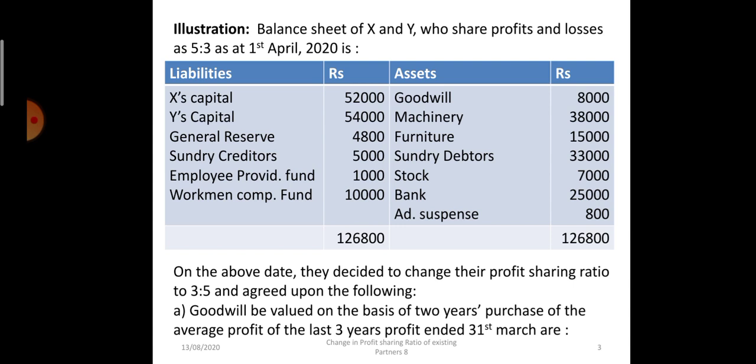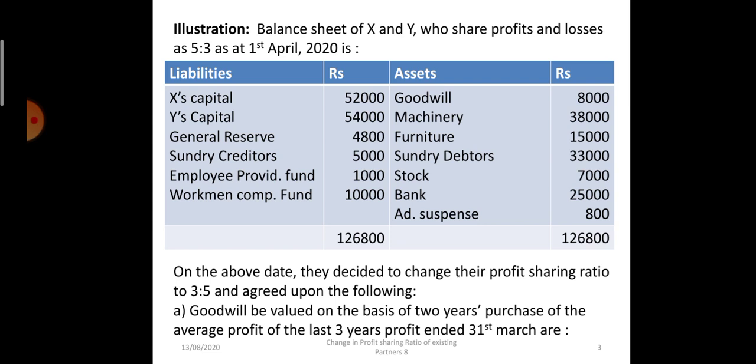But in this question it is silent, so we will distribute the advertisement suspense, the workman compensation fund excess amount, and the general reserve also. When the question is silent, the accumulated profits, reserves and losses are distributed among the old partners in the old ratio. Now see the additional information. The partners who were sharing profits in the ratio of 5:3 have agreed to share profits in the ratio of 3:5. Earlier it was 5:3, now it is 3:5.